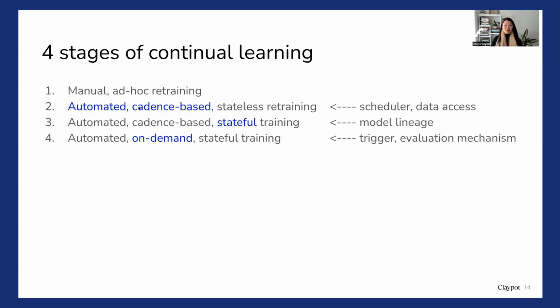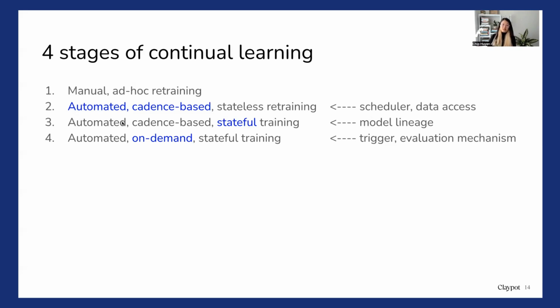The next stage is you want to have some automated cadence-based training. So you might want to write a script to automatically fetch data, compute features, and retrain the model, maybe once every day or once every week. And this process is really stateless retraining, which means that the model is trained from scratch each time.